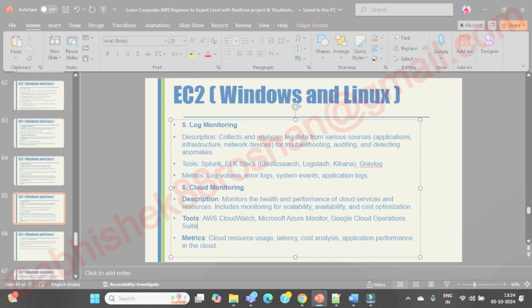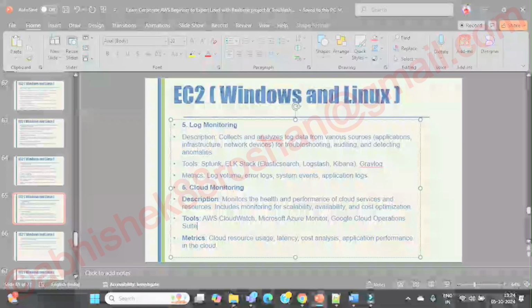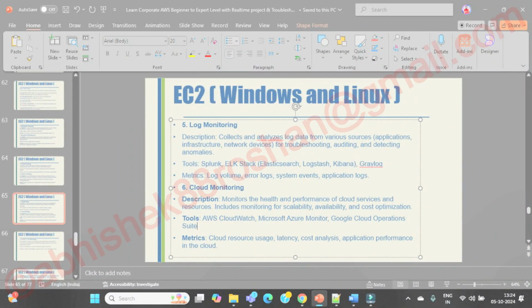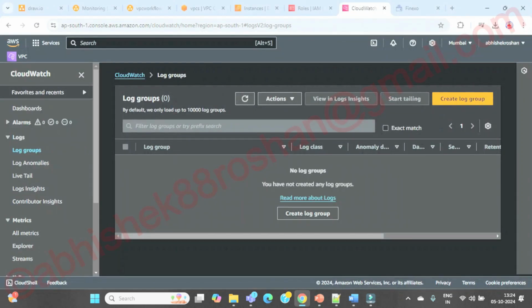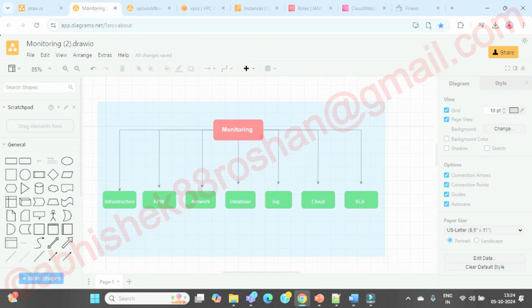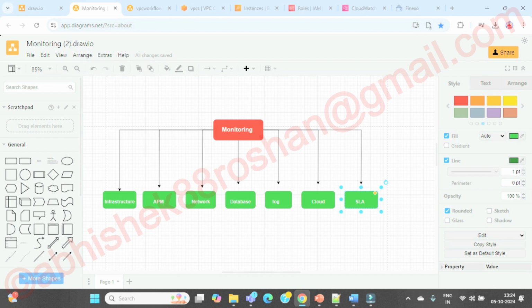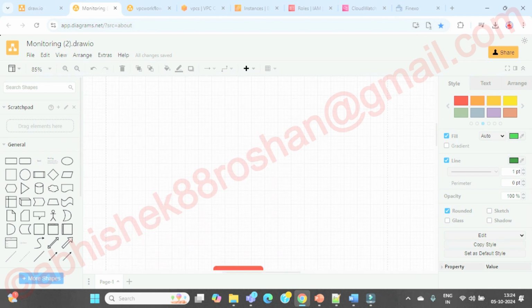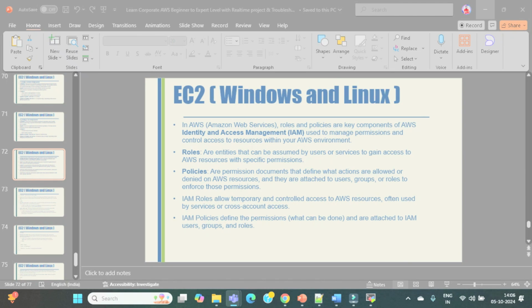And why do we do this monitoring, what metrics is it going to monitor? It's going to monitor your cloud resource usage, latency, cost analysis, and application performance in the cloud: how your application is going to perform in that particular cloud, or the virtual private cloud or data center which you have created for your own purpose. So, guys, these are the different types of tools which you have to remember. There is also something called SLA, but I will come to that last. Now listen very, very carefully.